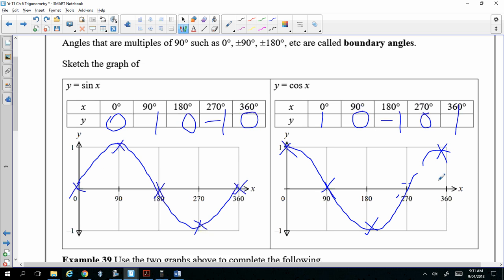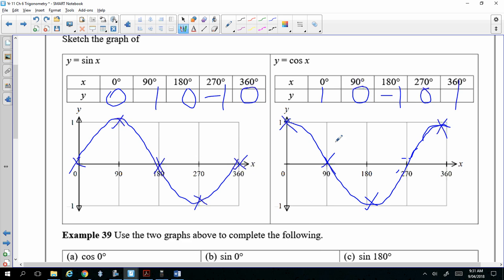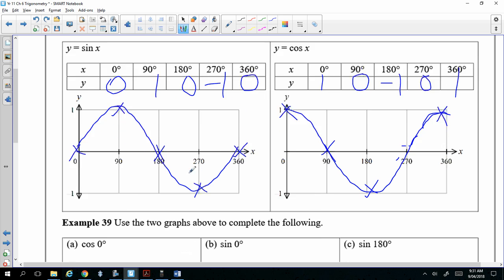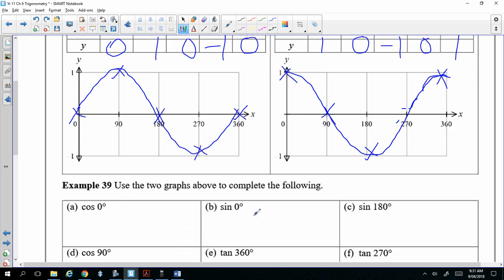So, for example, you want to find out what cos 0 is. So go to the graph. What's cos 0? 1. Sin 0. Go to the graph. Sin 0 is 0. Sin 180. Where's sin 180? Over here. 0. Get it? Now try the rest. Use the graph to help you to do the question.